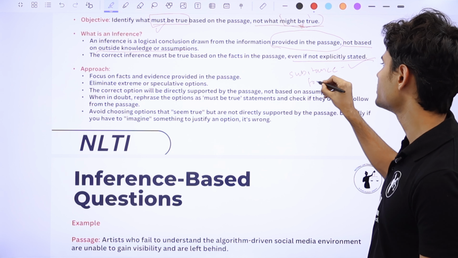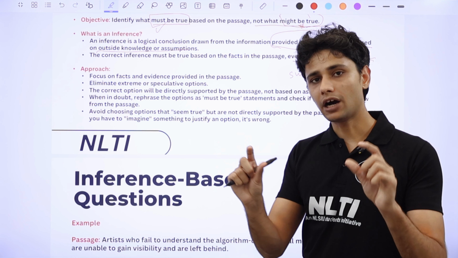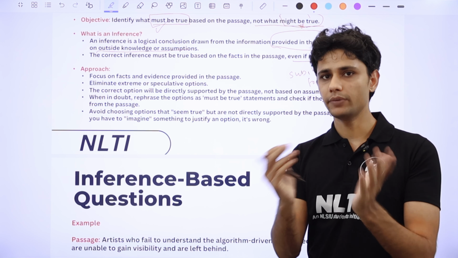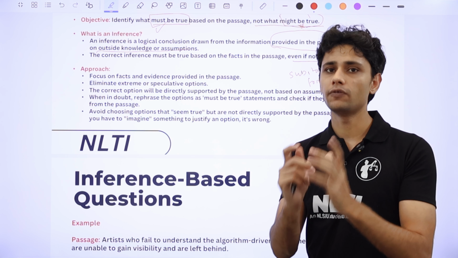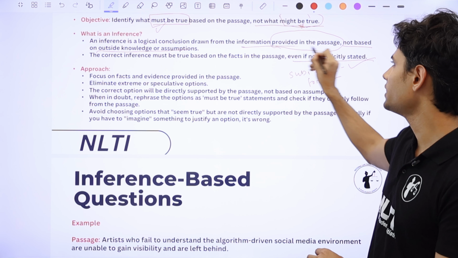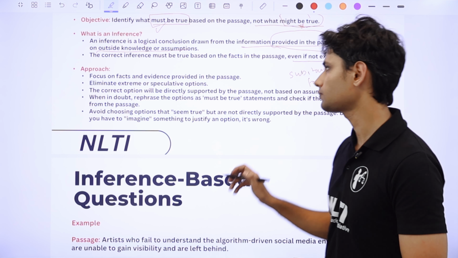However, the form, which is maybe the inference is worded in a certain way in the passage, but how it is worded in the options can be different. So the way of writing it can be different, but the substance of it will always be the same. So when I say that it has to be based on the information provided in the passage, look at the substance of what is provided in the passage.